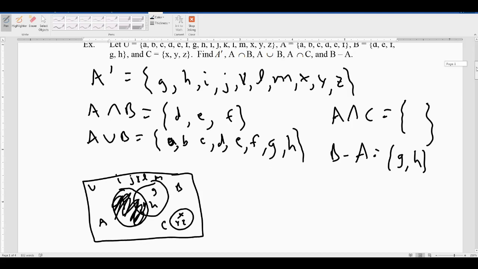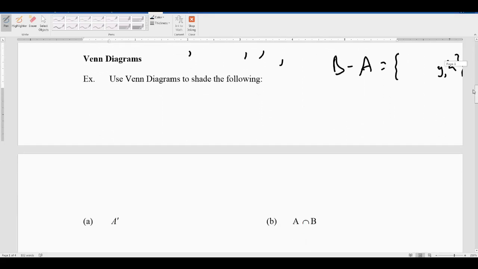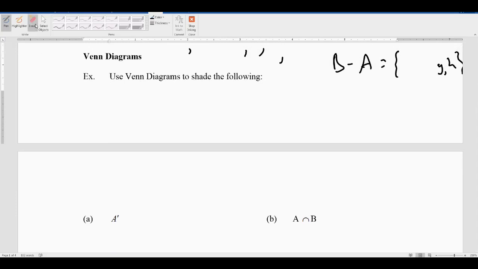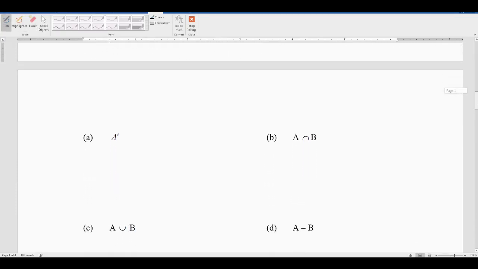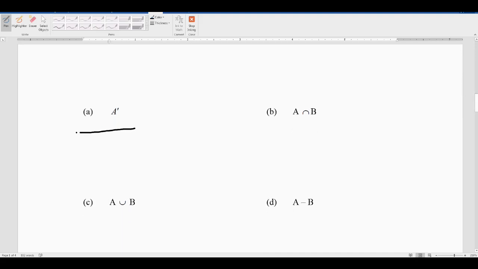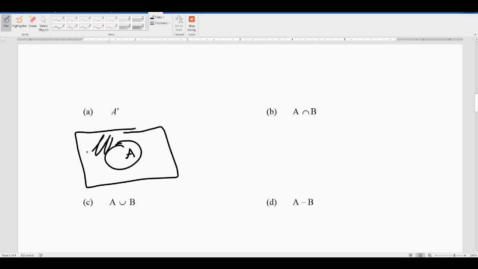We'll do some more examples of Venn diagrams down here, just to give you an idea. So what we're going to do is we're going to use Venn diagrams to do some shading to represent some information. So here we go. For A prime, if I draw a big old rectangle, put a circle, and call that A, I want to shade A prime. What that means is I would just shade everything outside the A. Does that make sense?